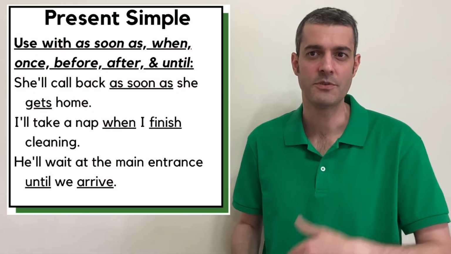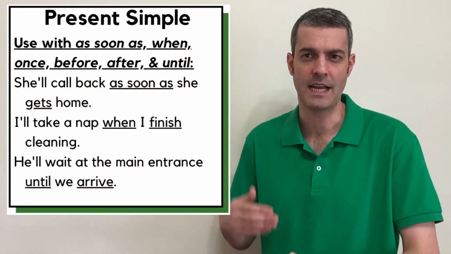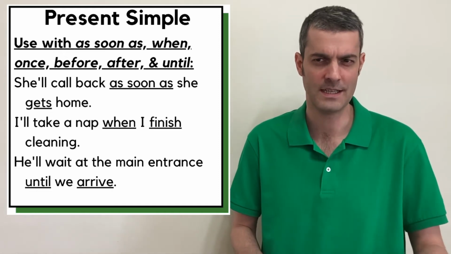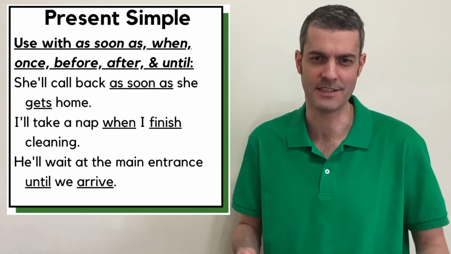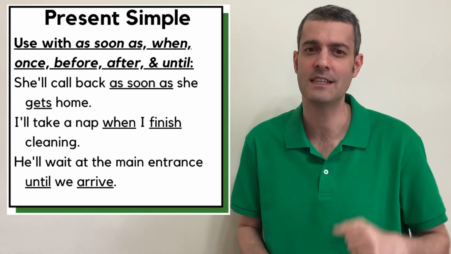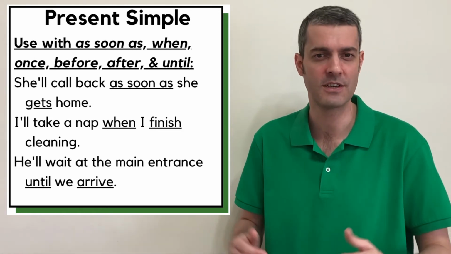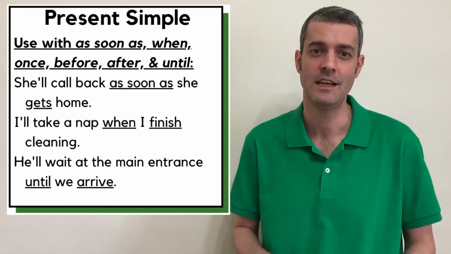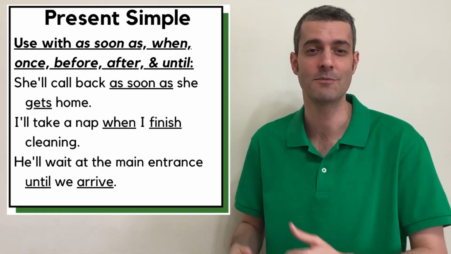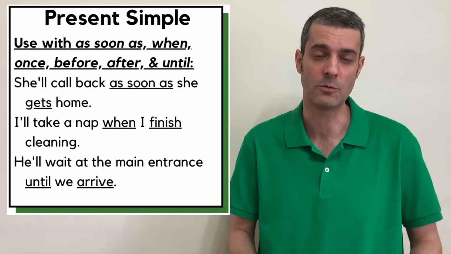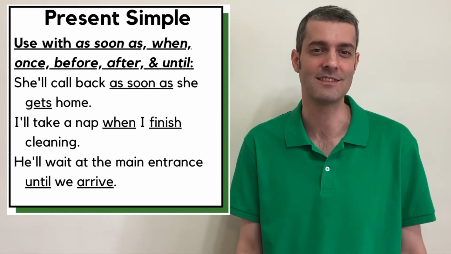We use the present simple instead of will to talk about the future after the words and phrases as soon as, when, once, before, after, and until. So three examples are, she'll call back as soon as she gets home. She gets home is in the present simple tense. I'll take a nap when I finish cleaning. I finish cleaning is in the present simple tense. And he'll wait at the main entrance until we arrive. We arrive is in the present simple tense.